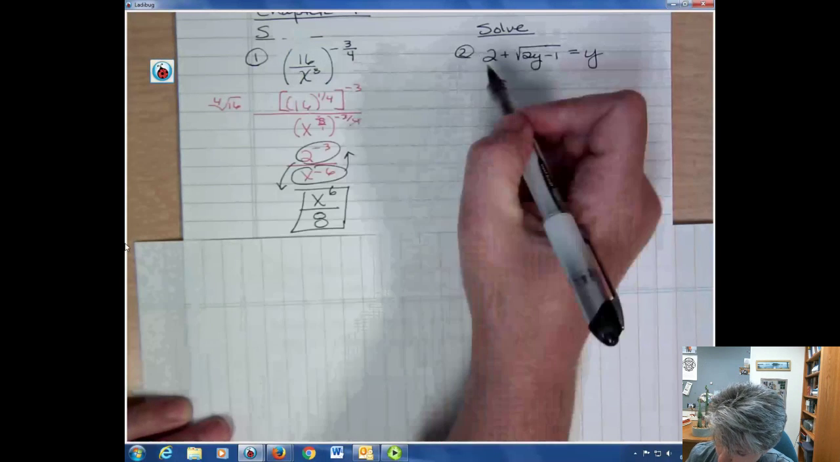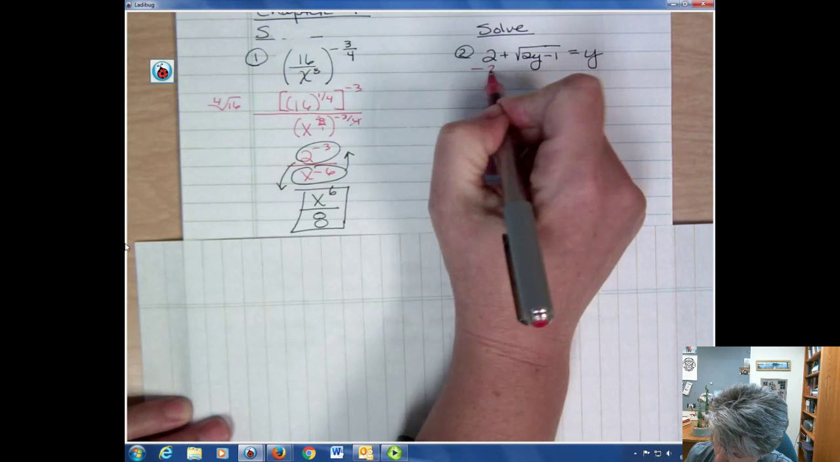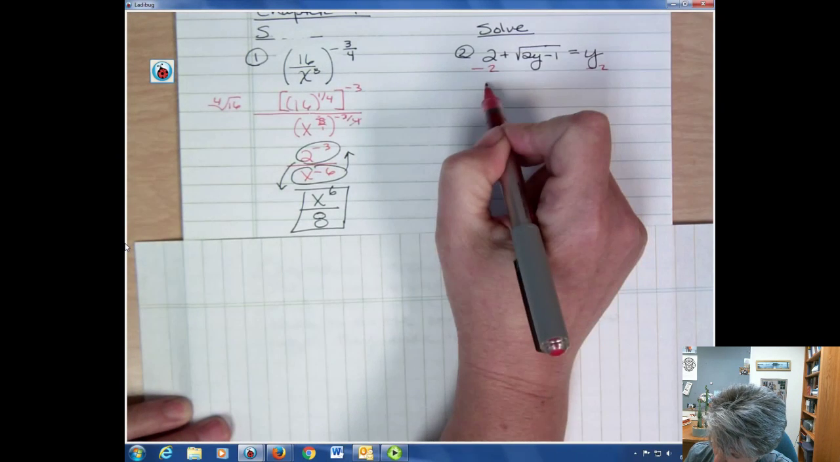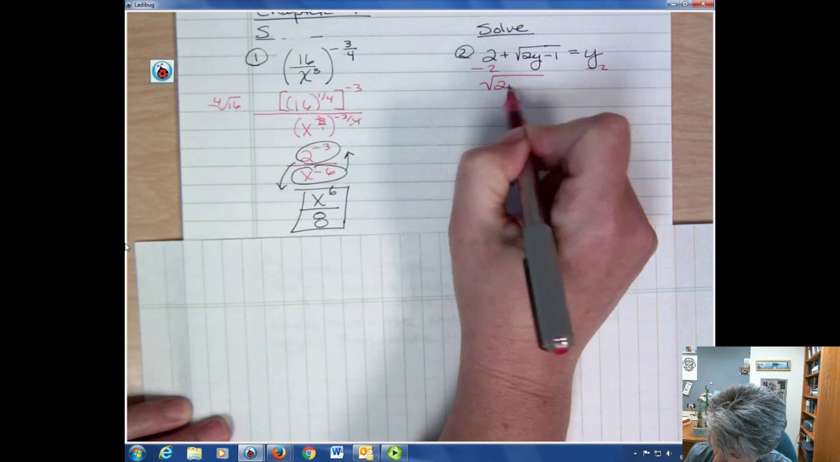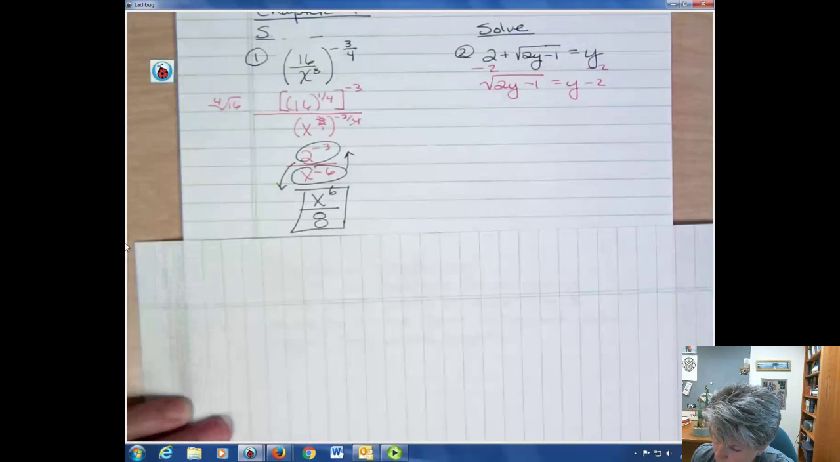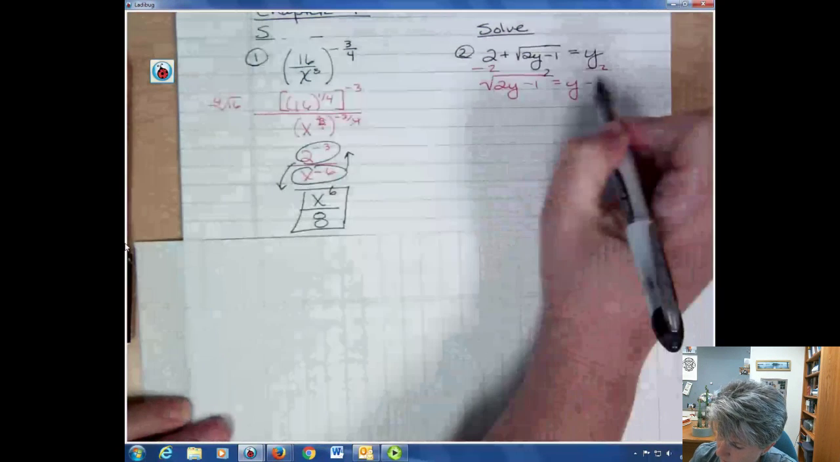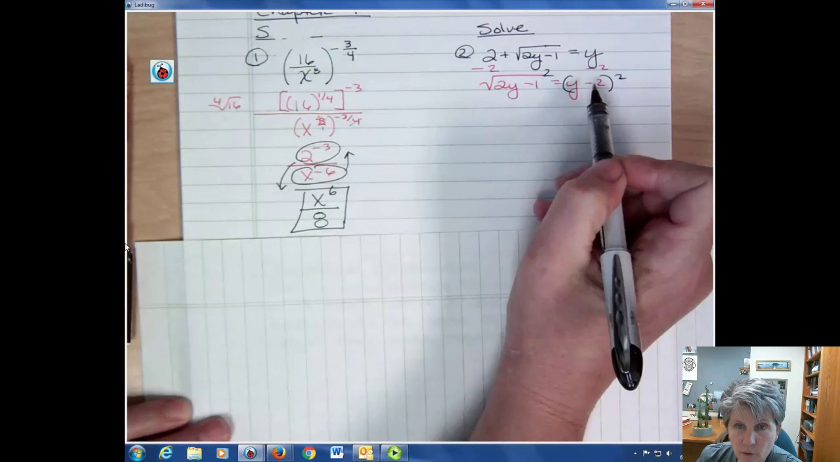Okay, and then number 2, we're going to solve for y. First, I have to get that radical by itself. So I'm going to subtract both sides here and get the square root of 2y minus 1 equals y minus 2. And then I'm going to square both sides. If I square a radical, I get rid of it. If I square a binomial, I have to FOIL that thing.